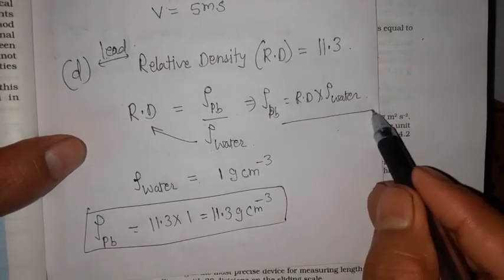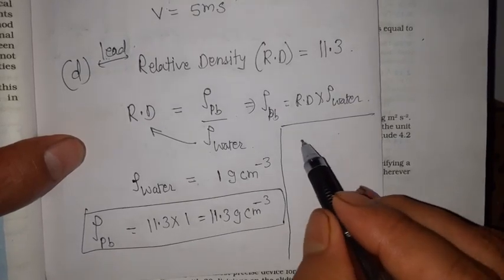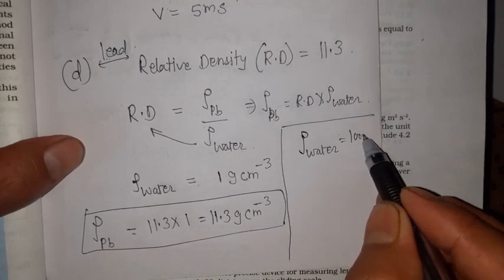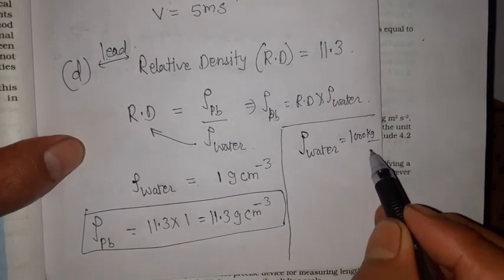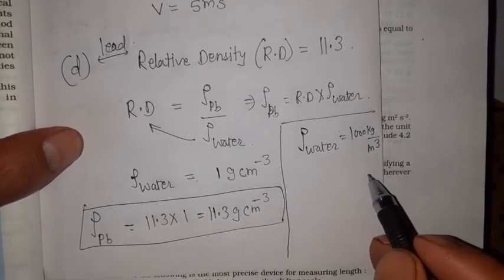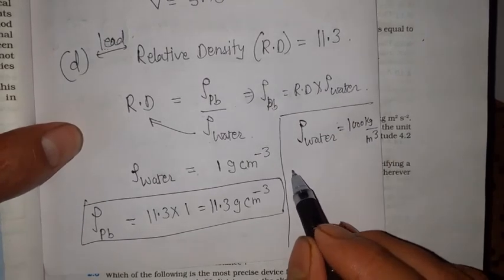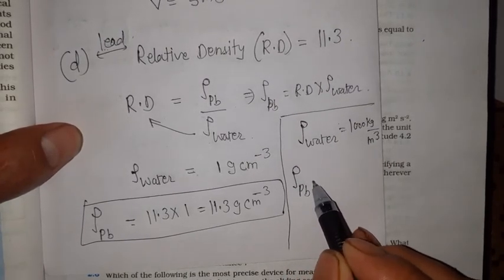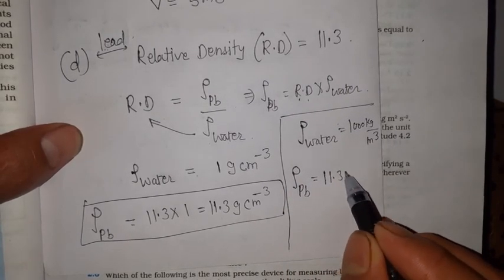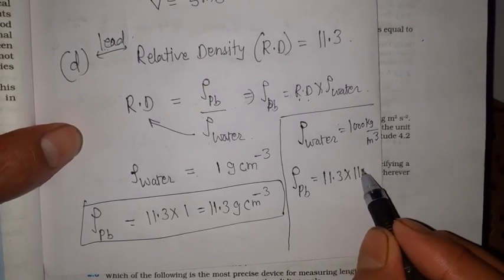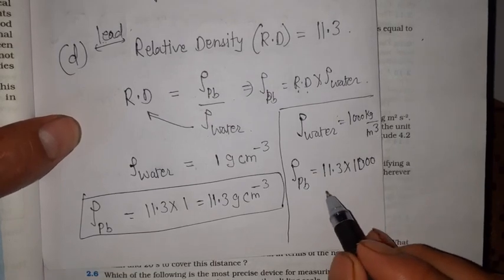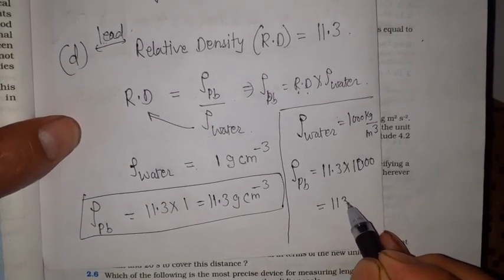Now student, if I have to give the answer in SI, then density of water in SI system is 1000 kilogram per cubic meter. This is the value of density of water in SI. So now the density of lead in standard unit, what will it be? Relative density given to us is 11.3, and this value is 1000 kilogram per cubic meter. Okay, so thus I get 11.3 times 1000.